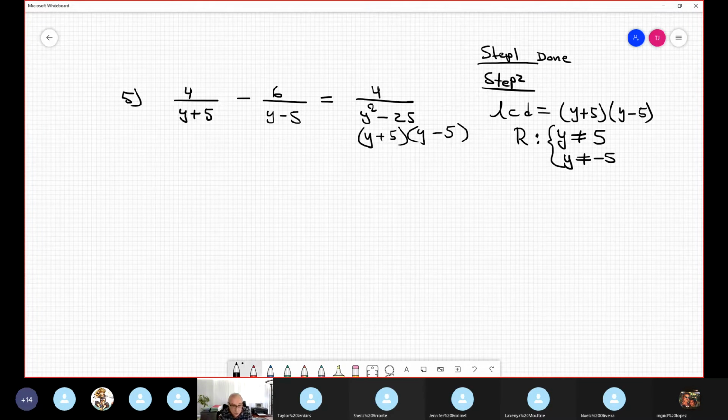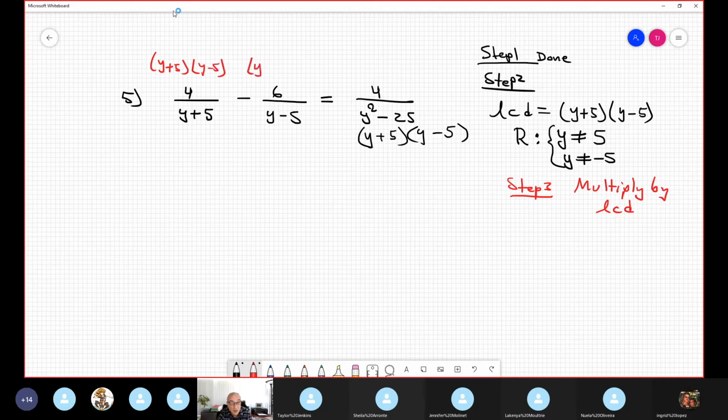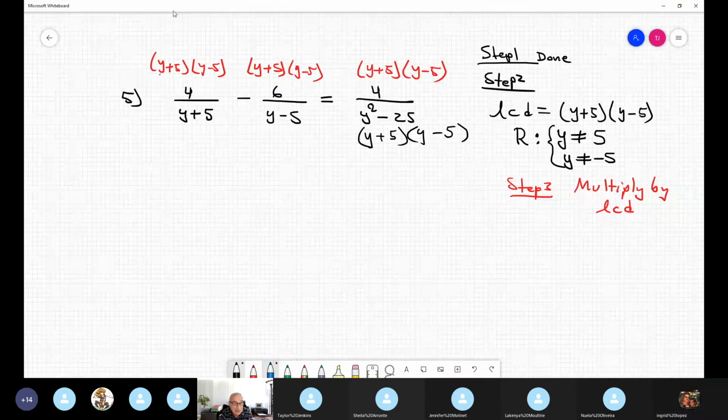Now multiply the entire equation by the LCD. Let's organize. The organization is important in mathematics. So step 3, the most important step in my opinion, is multiply the entire equation by the LCD. You copy here y plus 5, y minus 5, on each term, or you do it mentally if you want. And start canceling. Exactly. This and this say goodbye.